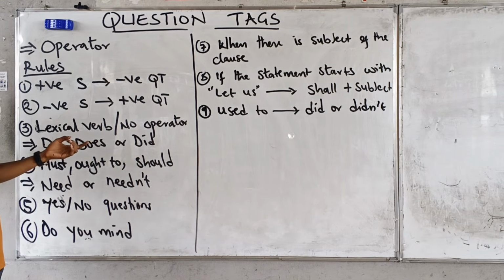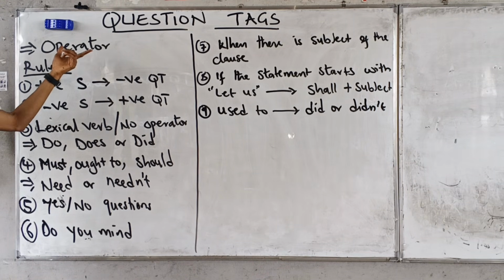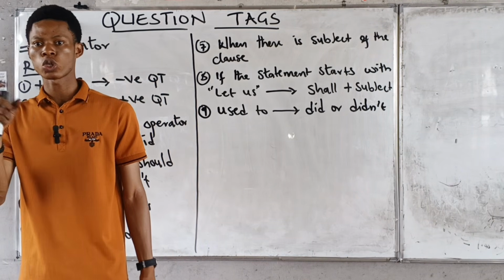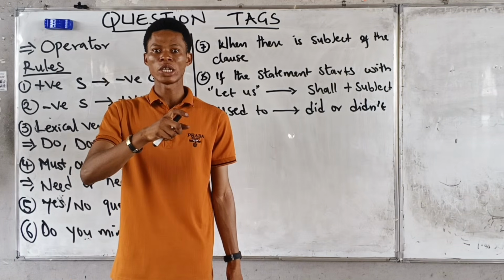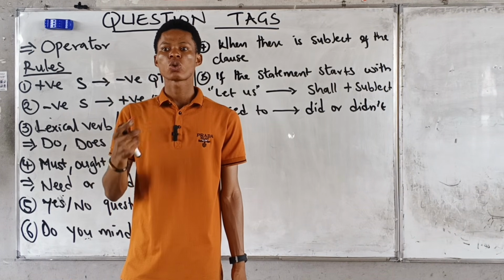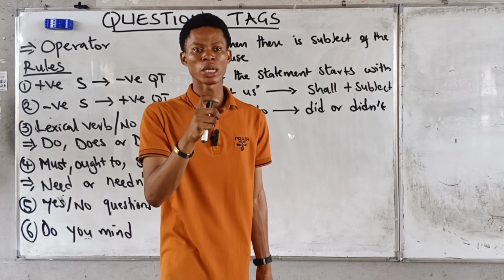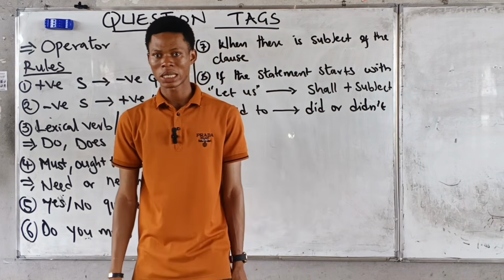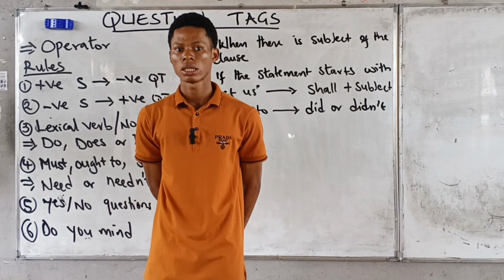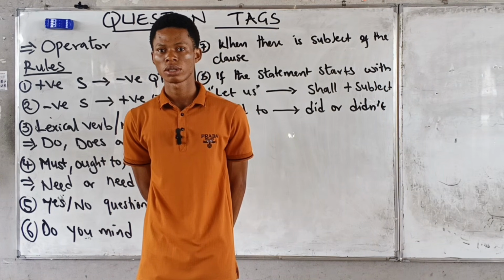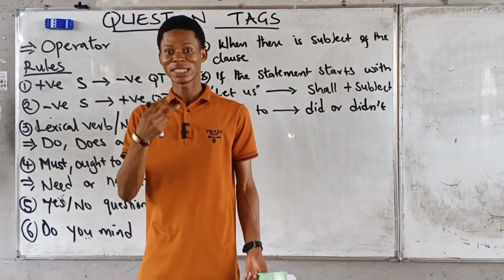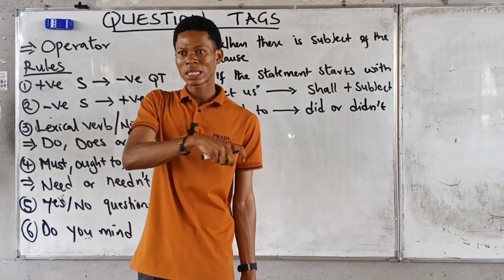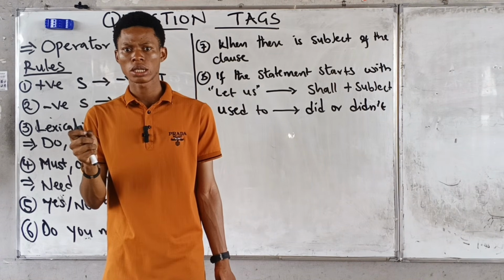But before we look at the 9 rules, let's look at an operator. We said an operator is anything you use to convert a statement to a question, right? So anything you use to convert a statement to a question is called an operator. For example, "I can dance." Is that a question or a statement? A statement, right? Convert it to a question. "Can I dance?" The answer is yes, but forget about the answer now. "I can dance" is a statement. "Can I dance?" What did I use to convert that statement to a question?